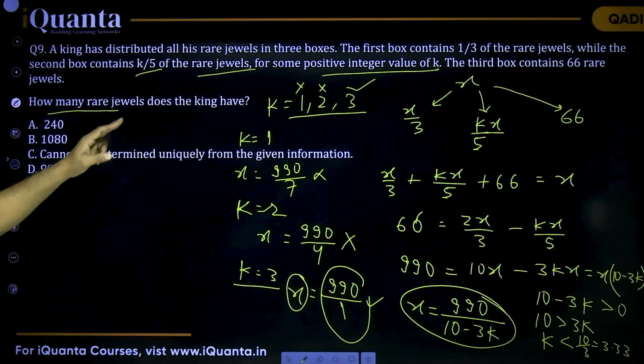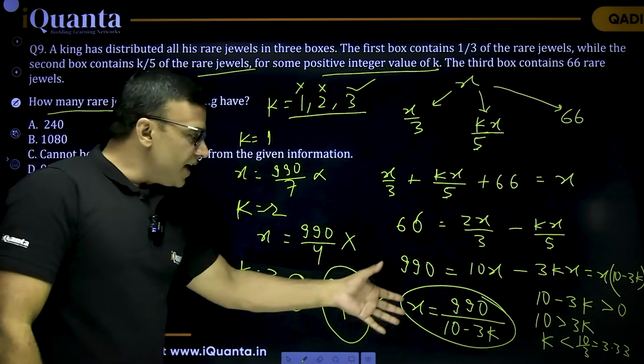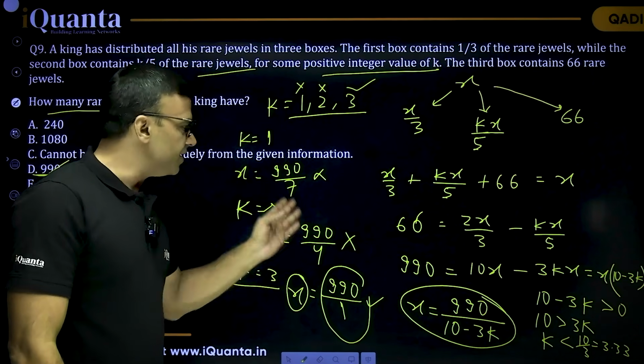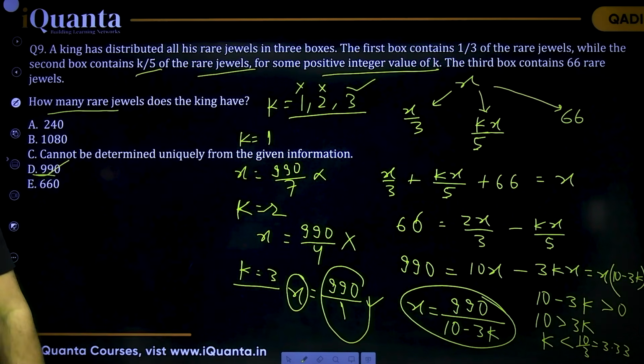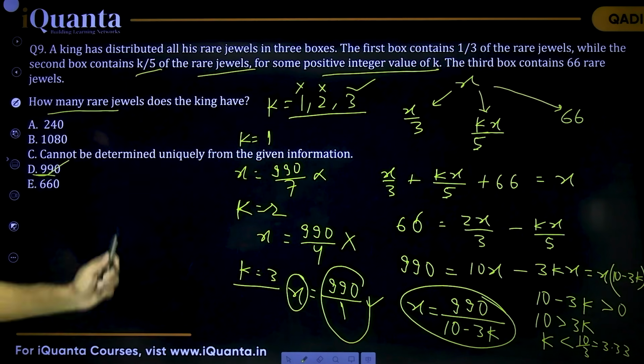So it was a nice question, right? Just using numbers, divisibility and so on. This looks like core algebra, but it's actually not algebra. It's pure numbers and factors and divisibility that we have to check. So the answer to this question is option D, 990 for the given situation.